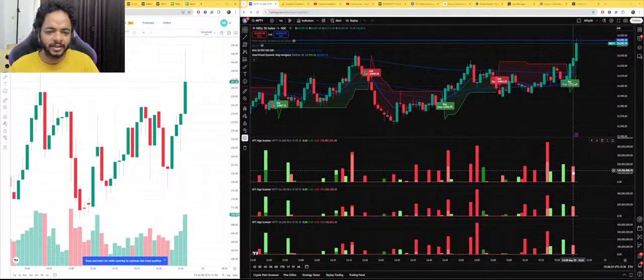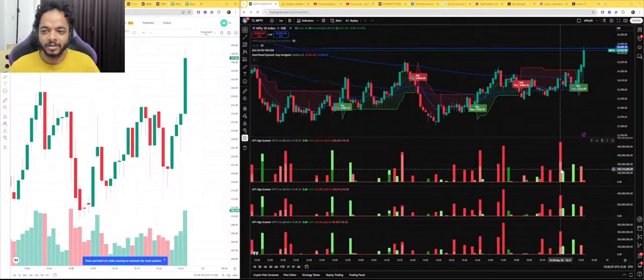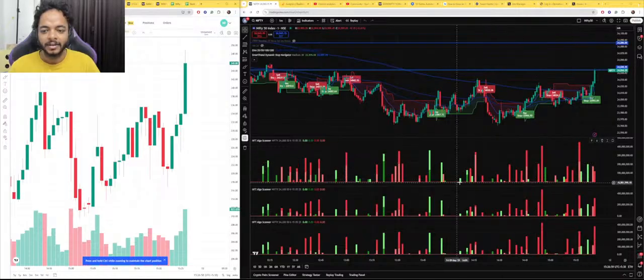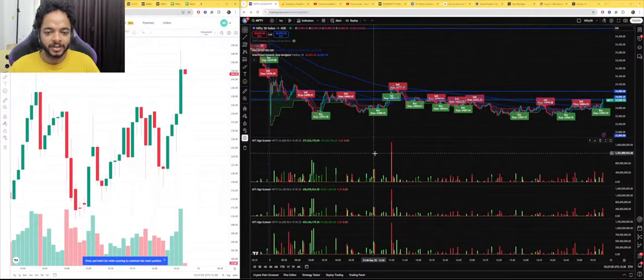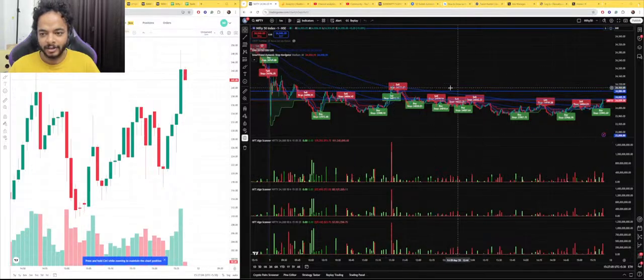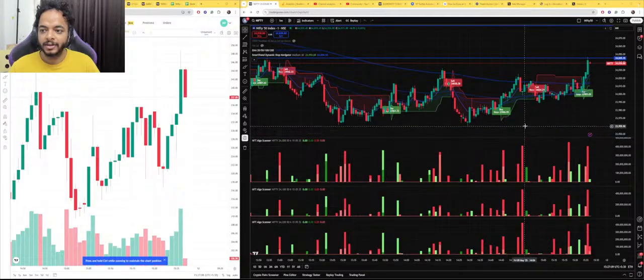Here also some call writers came in. That is 17.6 CR. So call writers, put writers, both are there. Here also some call writers came in. So the overall picture, if you see, still here the big call writers came in, and that level hasn't been breached yet.